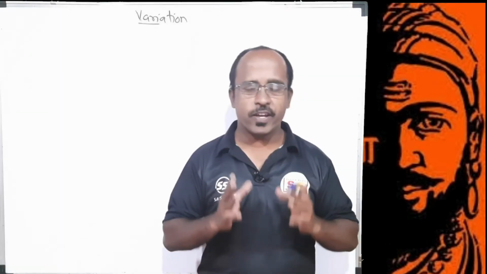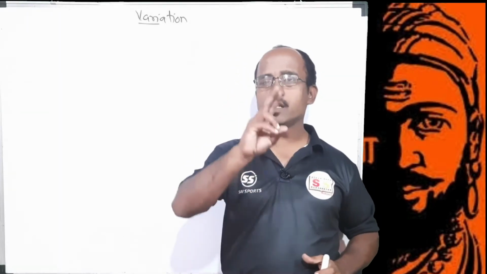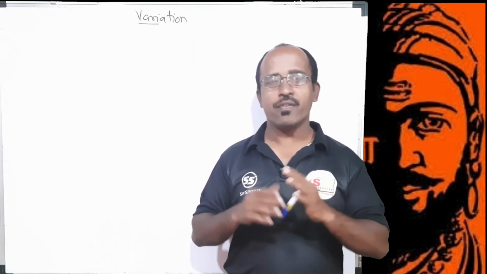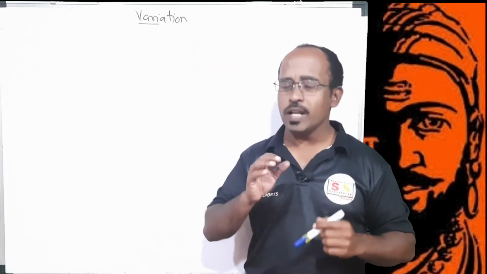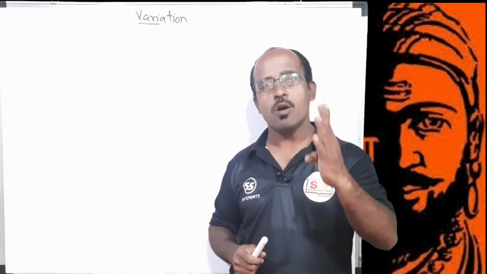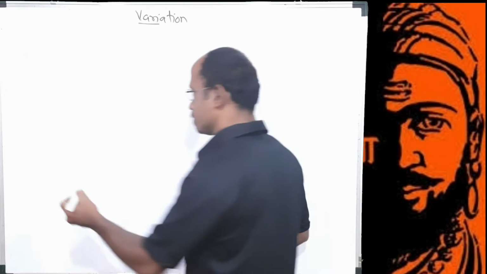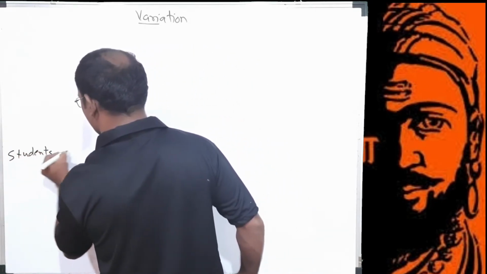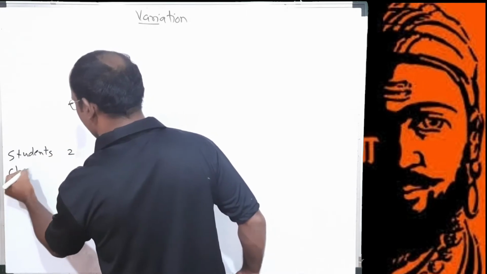So in the problem of variations, there will always be two quantities which change with respect to each other, and we have to observe how they are changing. So let us see with an example. Suppose there are two students and they require 4 chocolates.